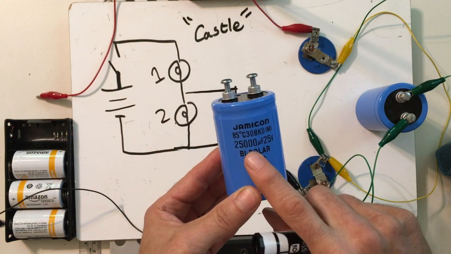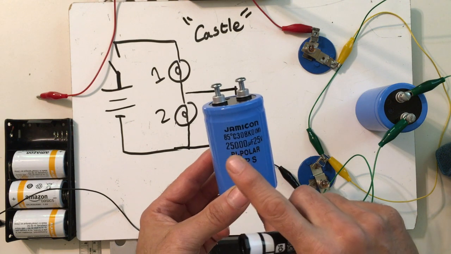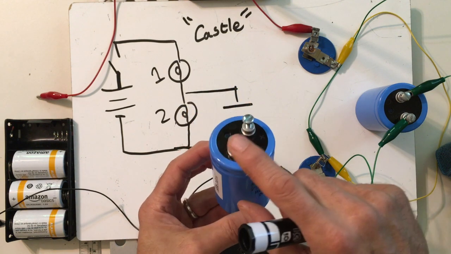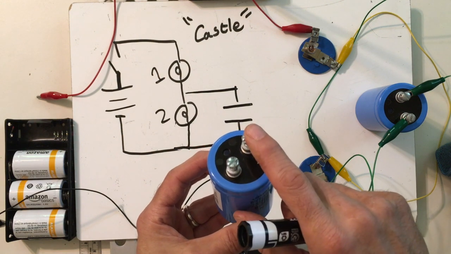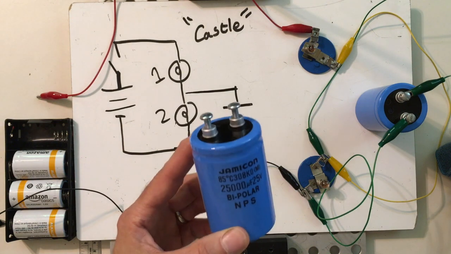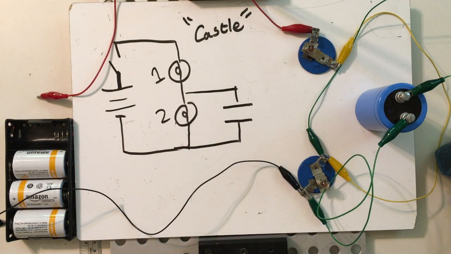This is a 40th of a farad, so it's a pretty big capacitor, 25,000 microfarads, and it's bipolar. So you can hook it up either way and it still works. You won't ruin it. That's a really good feature when you're working with students. So I've got one of those already in the circuit.